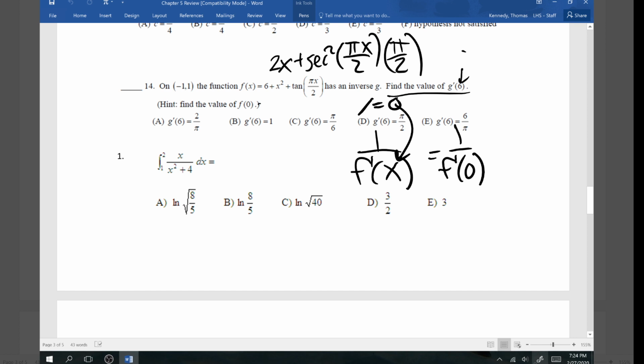And then I just plug 0 into this and do 1 over it. So this is 0 if I plug in 0, but secant of 0 is 1 because cosine of 0 is 1 and 1 over 1 is 1. So actually my derivative is pi over 2 at 0. So I just do 1 over pi over 2, or 2 over pi, which is answer A.